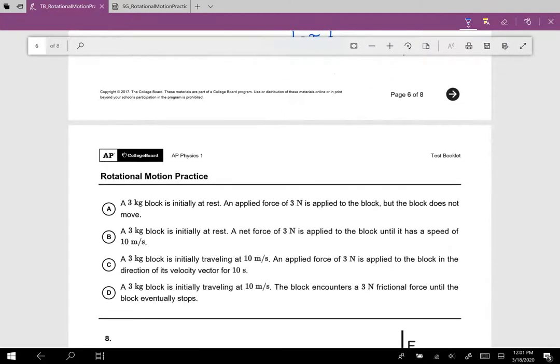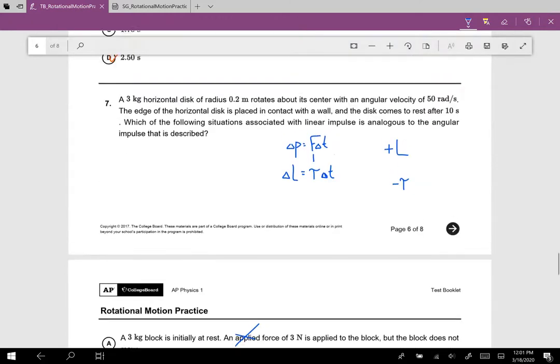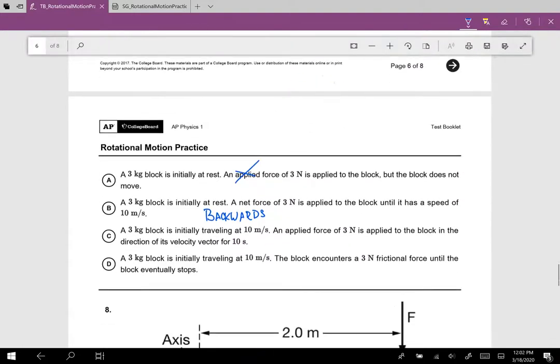The block is at rest, and an applied force of 3 newtons is applied to the block, but the block does not move. This has no change in momentum, so that's not really helpful. The block is initially at rest. A net force of 3 newtons is applied to the block until it has a speed of 10 meters per second. So that's similar, but kind of backwards to our situation. This one starts with no momentum and then finishes with momentum. We start with momentum and then finish with no momentum.